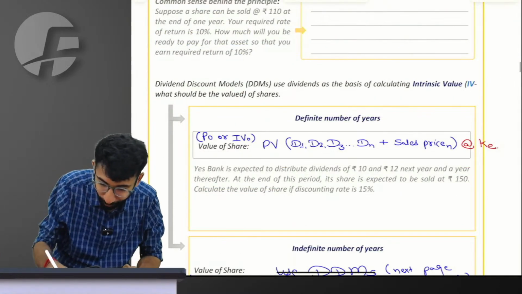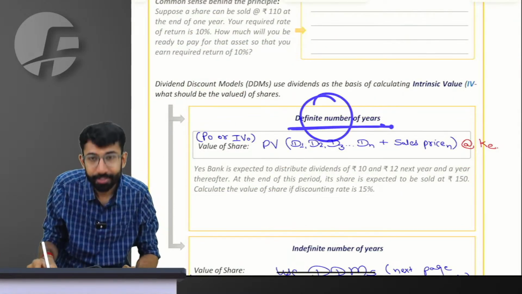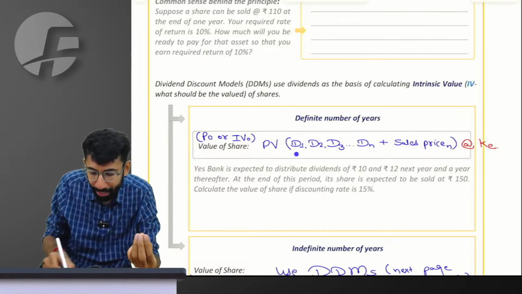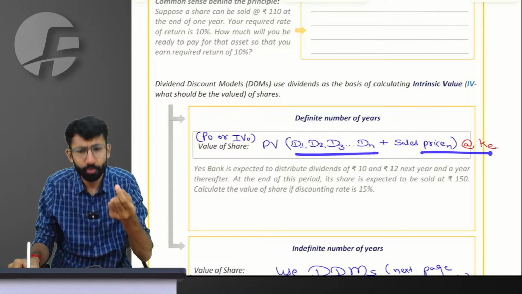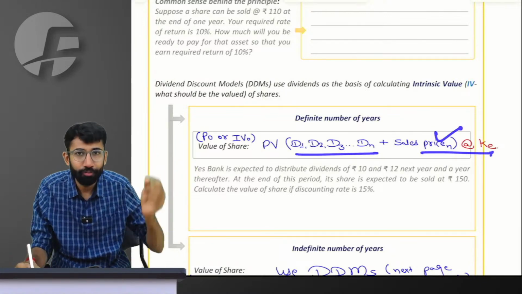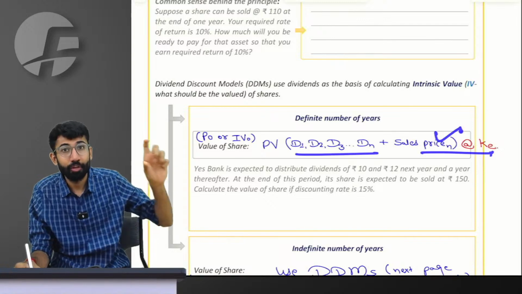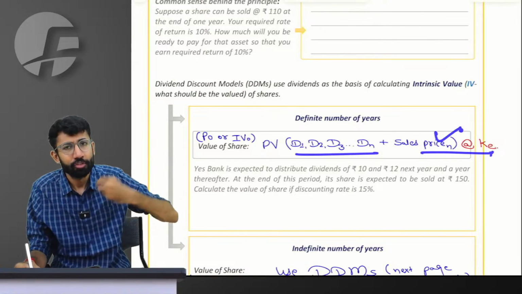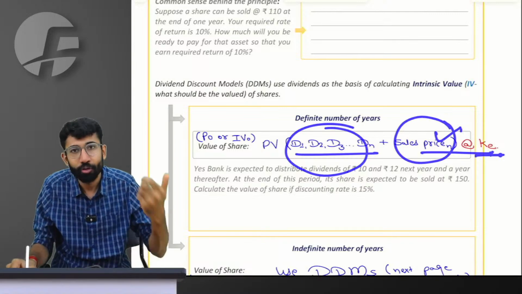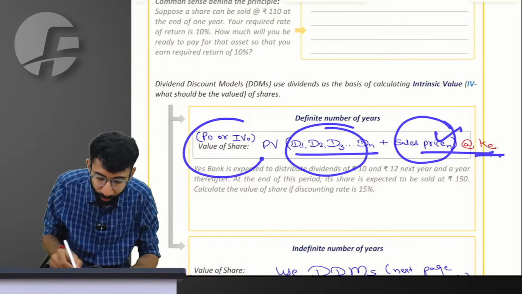Possibility one, when you have a definite number of years. In that case, you do manual discounting. You do discounting of dividends of the next few years, and at the end of that period, you will also receive the sales price. So the present value of dividend and the present value of sale price, when all of them are discounted by KE, give you the value of the share.